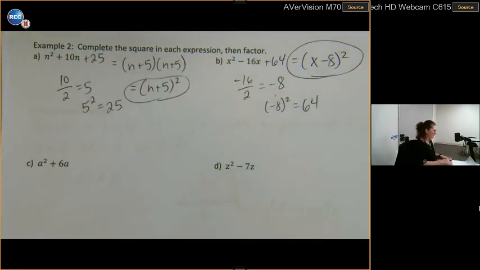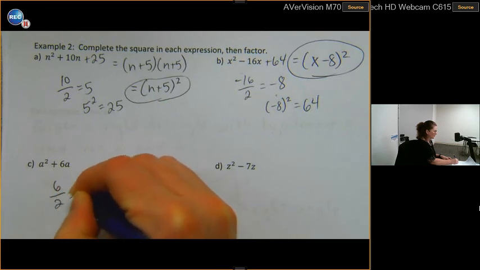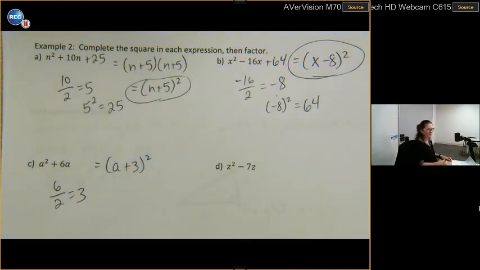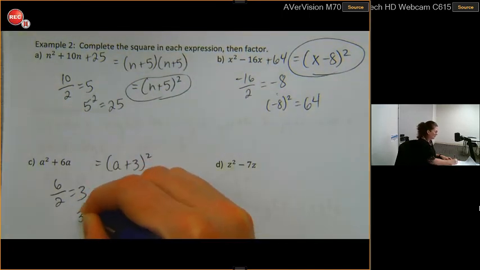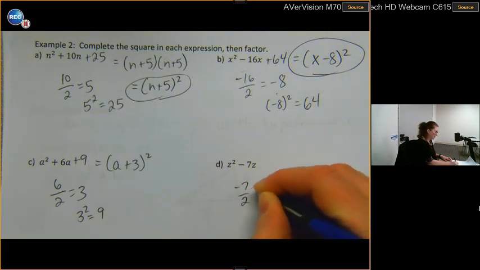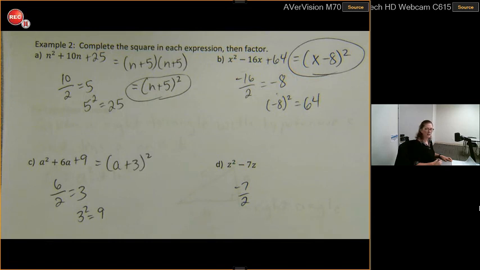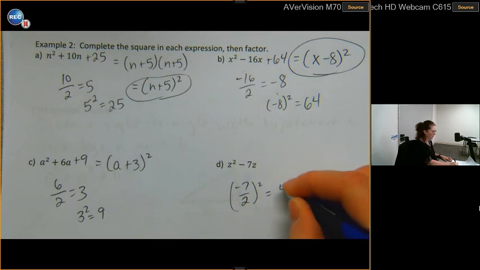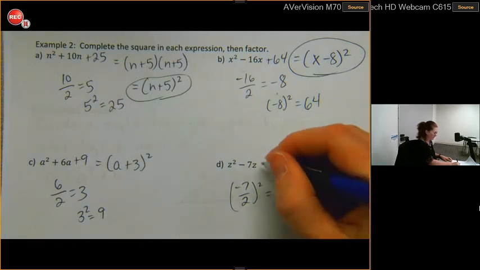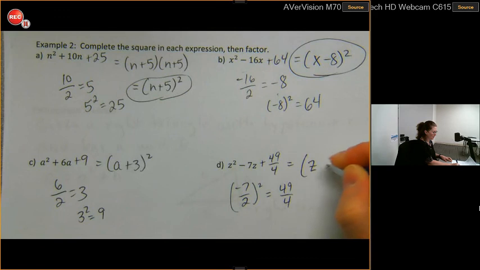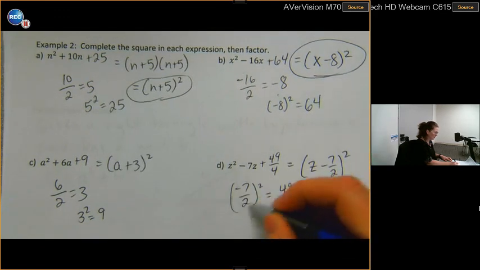So on letter C, 6 divided by 2 is 3. So really, I could just go right to this point. The missing step I didn't write out would be to put that 9 in there. Negative 7 divided by 2. Uh-oh, we have a fraction. That's okay. We just have to work with the fraction. Negative 7 over 2 squared. That's 49 over 4. So we would be putting 49 over 4. But don't fret, because I know that this is just going to be minus 7 halves. It's going to be this over here.